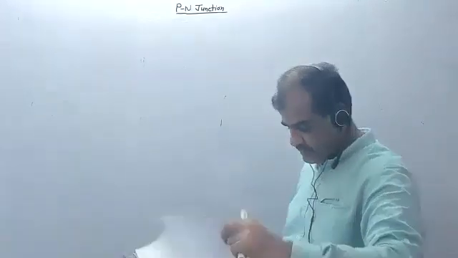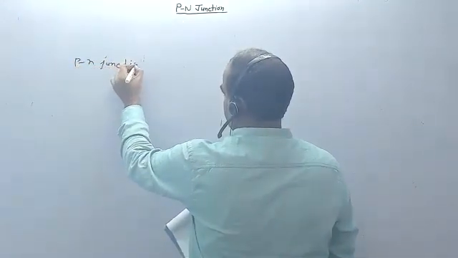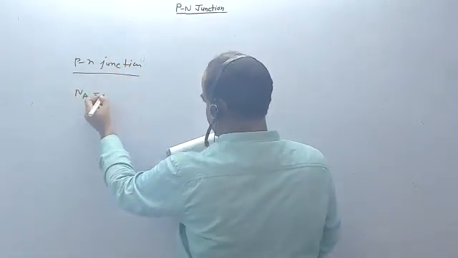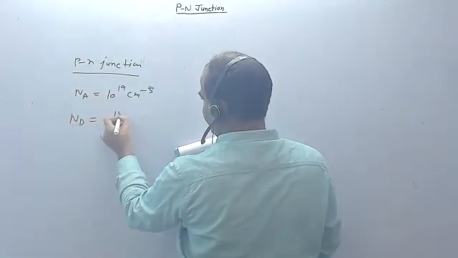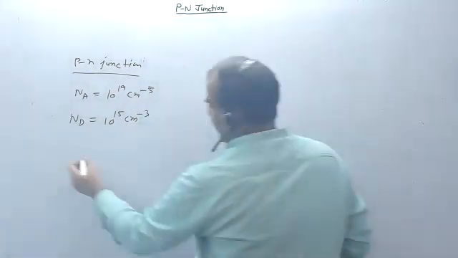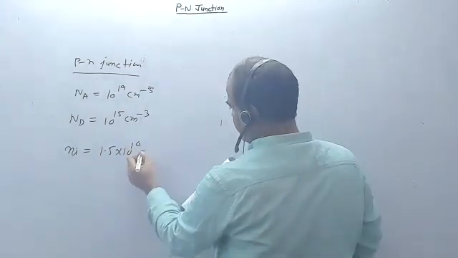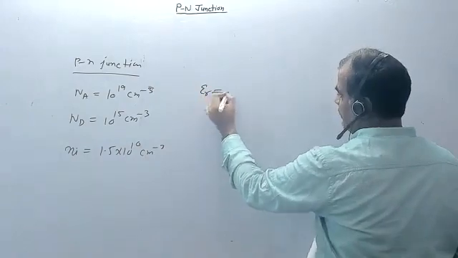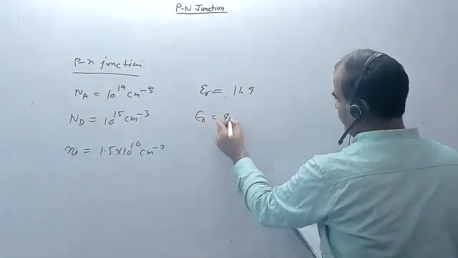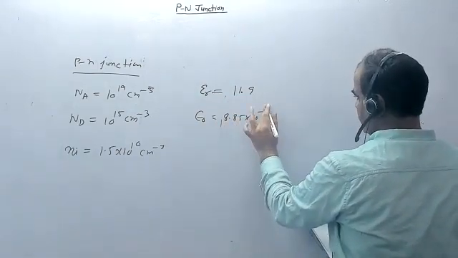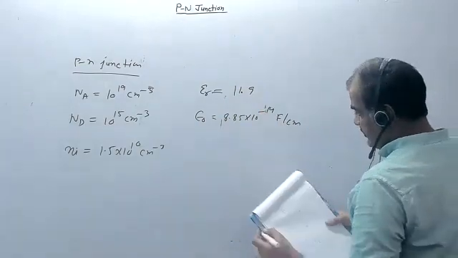So a PN junction is given to you. Okay. A PN junction is given. Okay. Where your Na is given 10 raised to power 19 per centimeter cube, ND equal to 10 raised to power 15 per centimeter cube. Okay. Ni is given 1.5 into 10 raised to power 10, okay, per centimeter cube. The εr is given as 11.9, and epsilon naught value you already know, that is 8.85 into 10 raised to power minus 14 farad per centimeter. Okay.